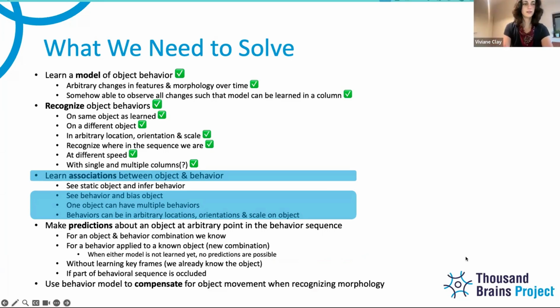So yeah, now on the topic of learning associations between objects and behavior. We want to be able to see a behavior and bias which object we detect. One object can have multiple behaviors, and behaviors can be in an arbitrary location, orientation, and scale on an object. Does that sound familiar? Yes, it sounds kind of like learning compositional objects, where one object is made up of multiple child objects, and child objects can be at arbitrary locations, orientations, and scales on the parent object. So why not use the same mechanism to solve this problem?